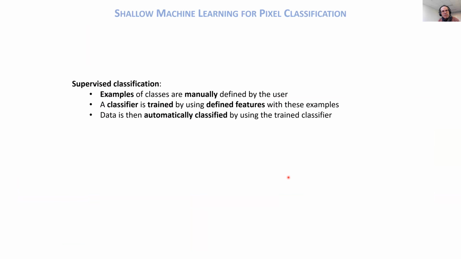So we're going to start with what we call classical machine learning, shallow machine learning. When we use this for pixel classification, in this case, the goal is to actually be able to estimate a label at each pixel.